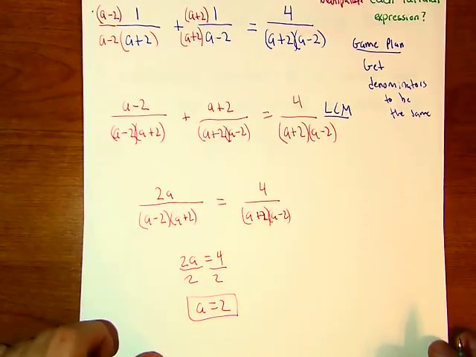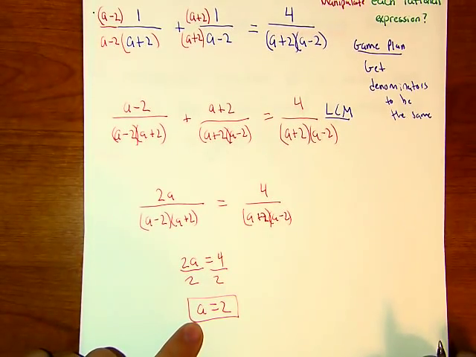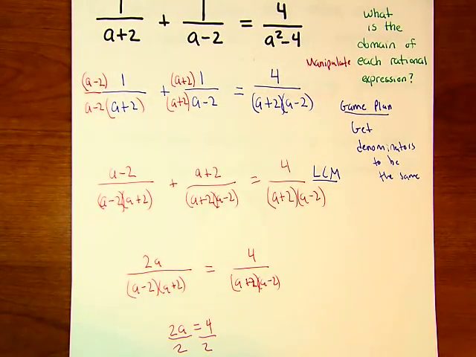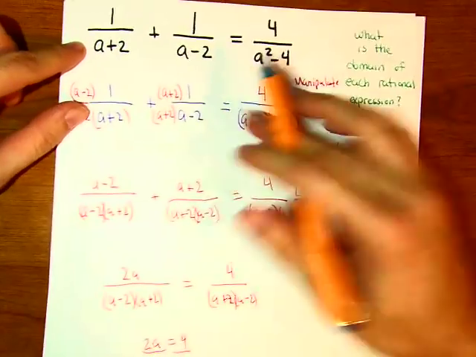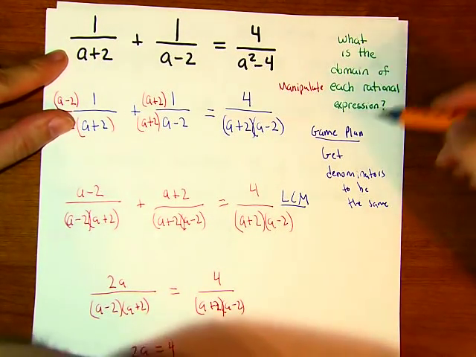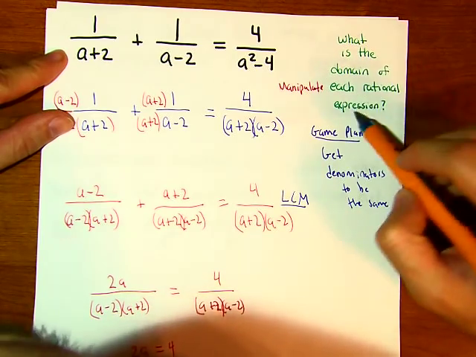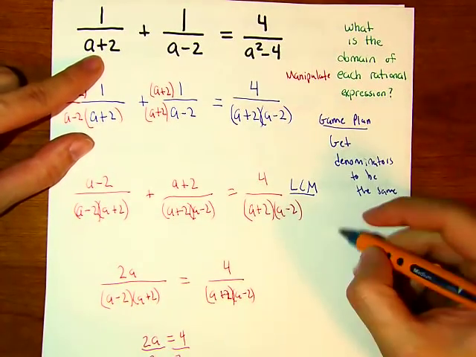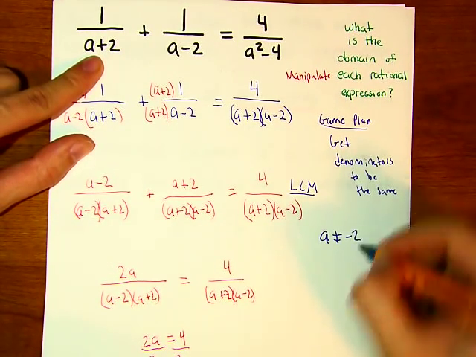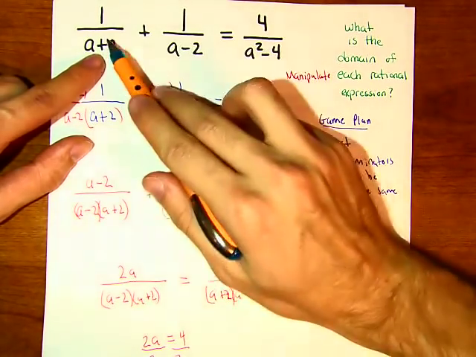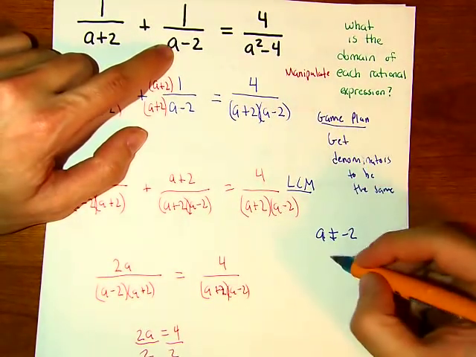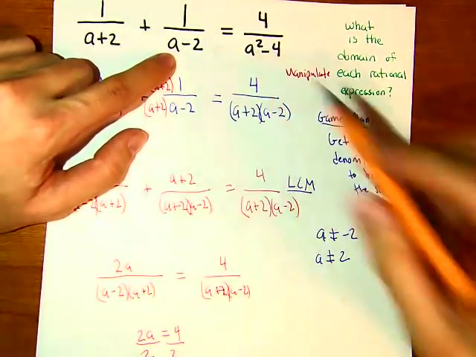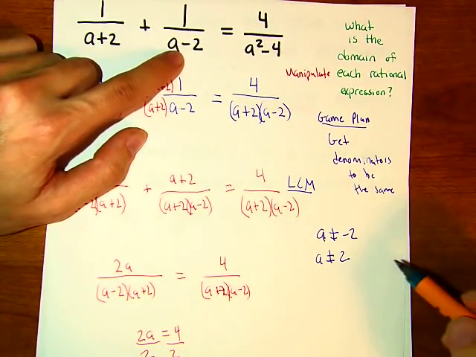Now, if you think we're done, this is where we fall into some little trap. Because here, let's look back. What was this question here that I kind of skipped until now? It says, what is the domain of each rational expression? You see here, a cannot be negative 2, right? Because if a is negative 2, then we get 0, and that's no bueno. Here, a can't be 2, because if a is 2, 2 minus 2 is 0, and that can't happen.